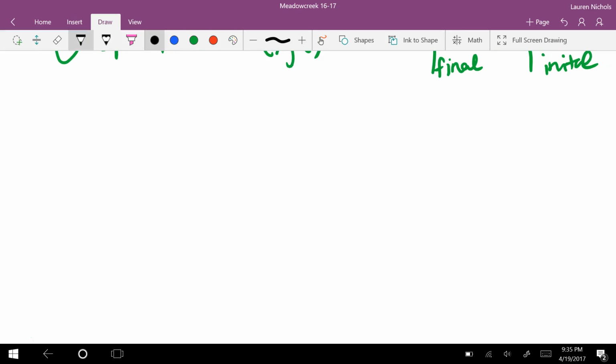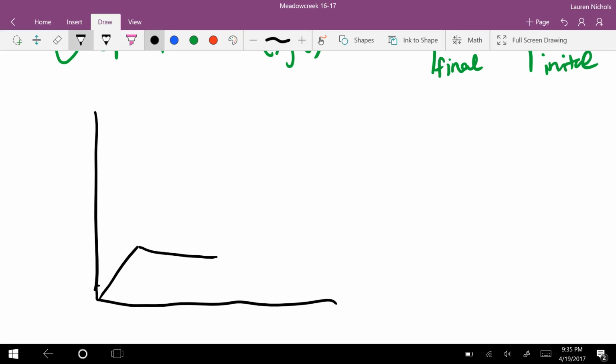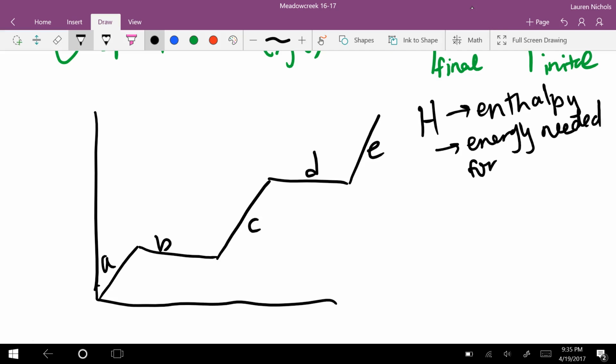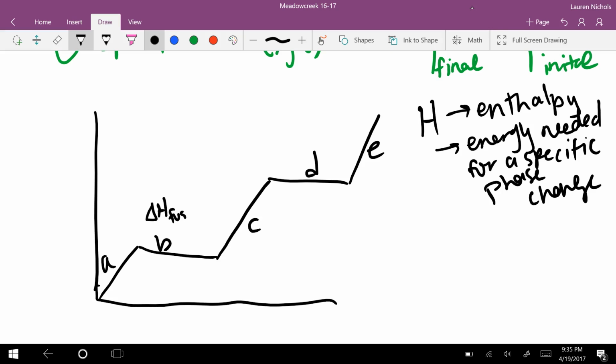But when we go back to our heating curves, it also allows us to calculate how much energy was used in certain situations. So A, B, C, D, E. Now, we talked about how B and D are those flat sections, those phase changes. And there's this thing called H. I mentioned it earlier. H stands for enthalpy, and it's basically the energy needed for a specific phase change. So at segment B, we are melting, and we call that delta H of fusion. Why it's fusion when melting is coming apart, but fusion is coming together, I don't know. It is what it is. Whereas at segment D, we're vaporizing, and so the energy required for vaporization is called delta H of vaporization.